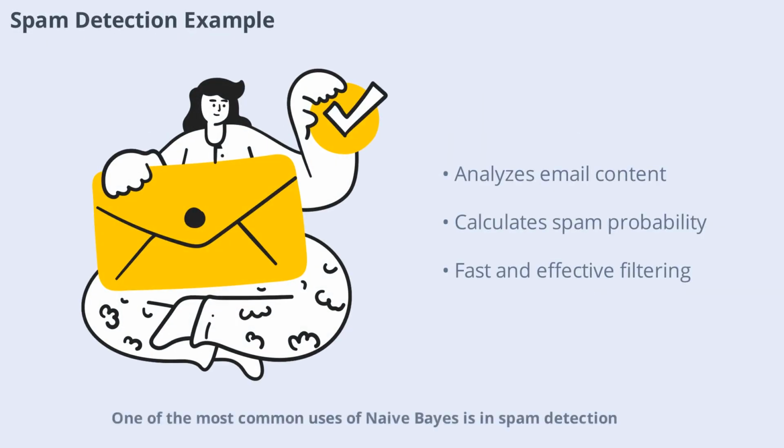One of the most common uses of naive Bayes is in spam detection. The algorithm analyzes the words in an email and calculates the probability that the email is spam based on the frequency of certain keywords. If the probability crosses a certain threshold, the email is classified as spam. This approach is both fast and effective, making it a standard tool in email filtering.